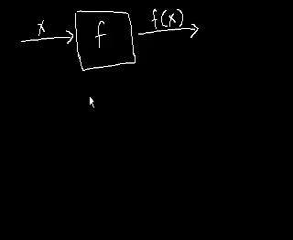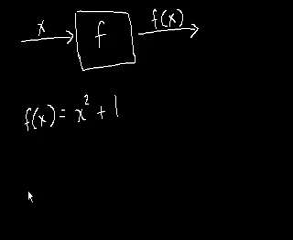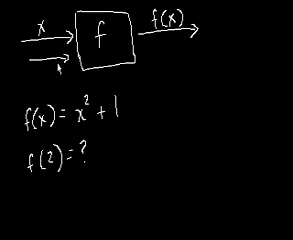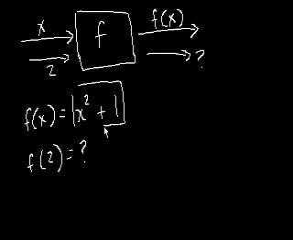Let's say that f of x is equal to x squared plus 1. Then, if I were to ask what's f of 2? Well, that means we're taking 2 and putting it into the box, and I want to know what comes out of the box when I put 2 into it. Inside the box, we take the x, we square it, and we add 1. So f of 2 is 2 squared, which is 4, plus 1, which is equal to 5.